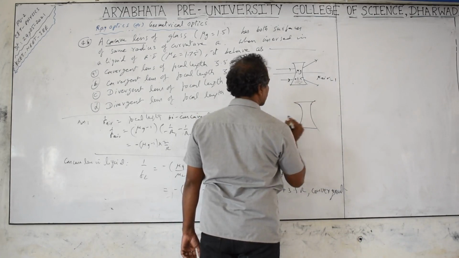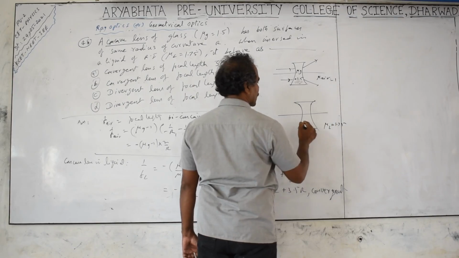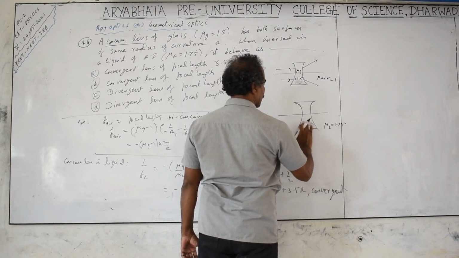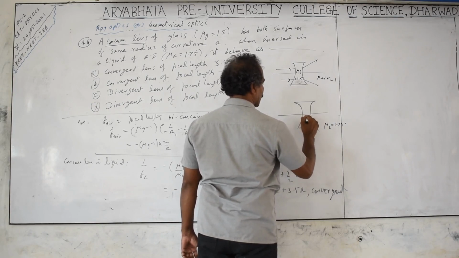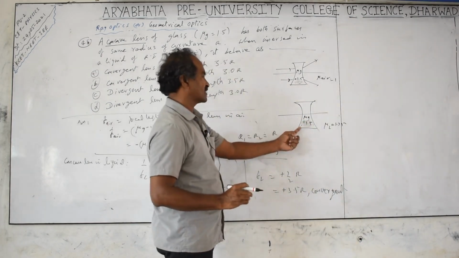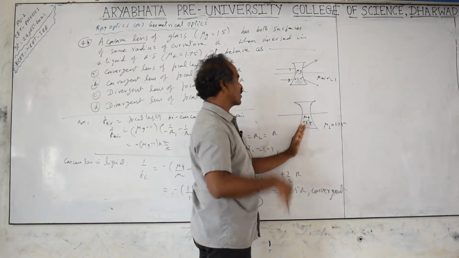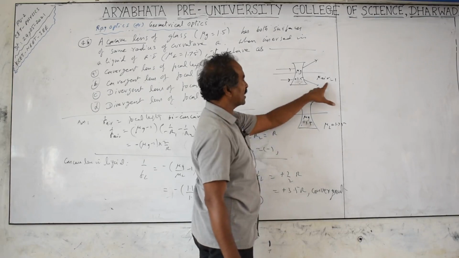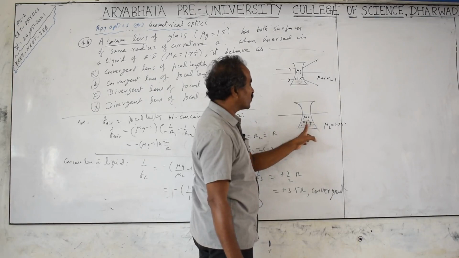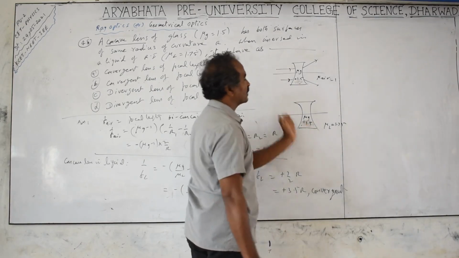The lens is kept in the liquid. This is mu liquid, equal to 1.75, and mu glass is 1.5. When the surrounding medium's refractive index is more than that of the lens material, a convex lens behaves as a concave lens, and a concave lens behaves as a convex lens. It is already concave in air, because the air value of 1 is less than 1.5. But here 1.75 is more than the lens material, so it behaves as a convex lens, meaning the focal length changes from negative to positive.